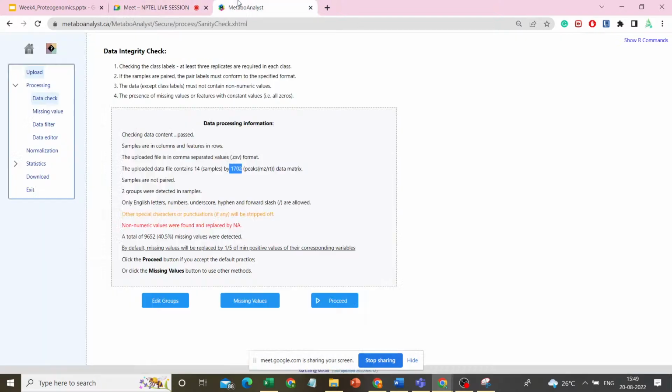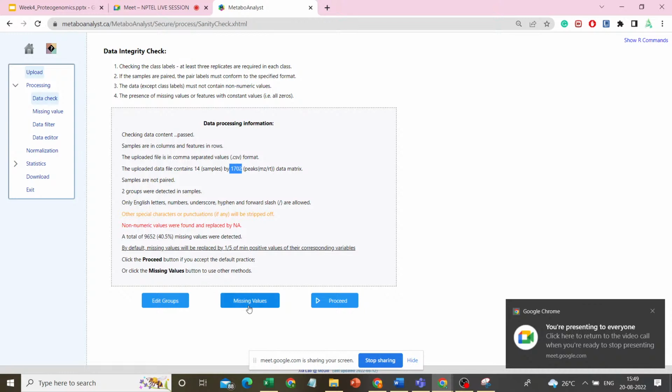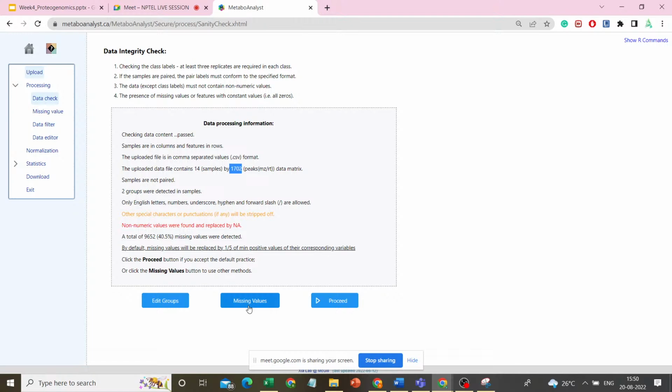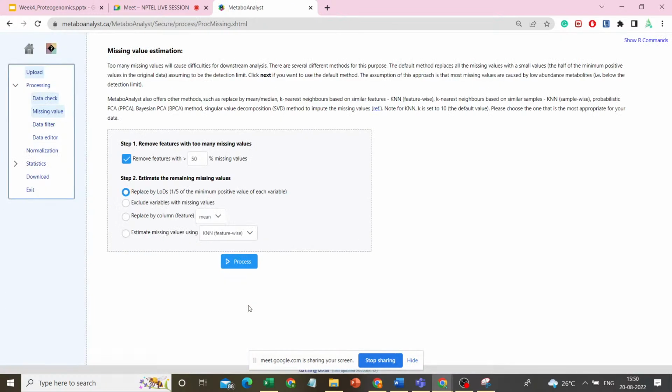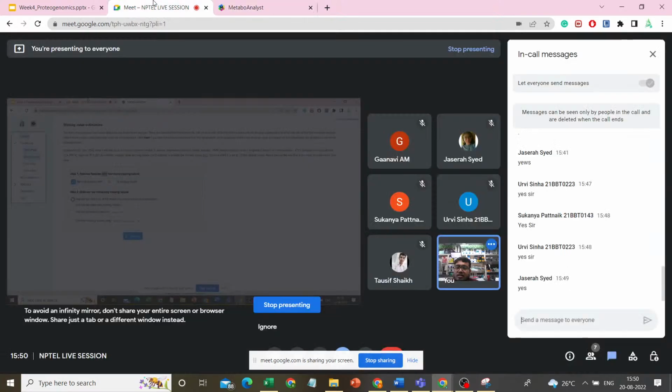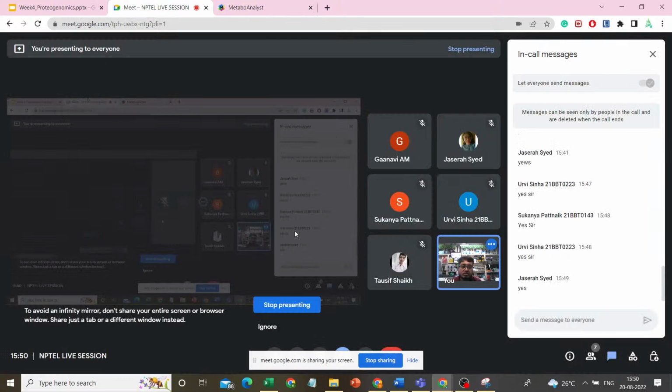Since there are 40.5% missing values, we need to perform the missing value imputation. Now we need to specify how many features we need to remove with greater than a given percentage of missing values. Ideally, what percentage can we provide here to delete those features and impute the remaining ones? So what can we put here?